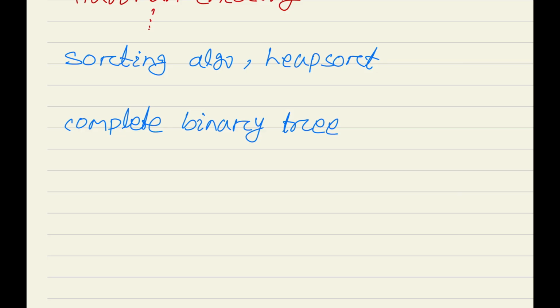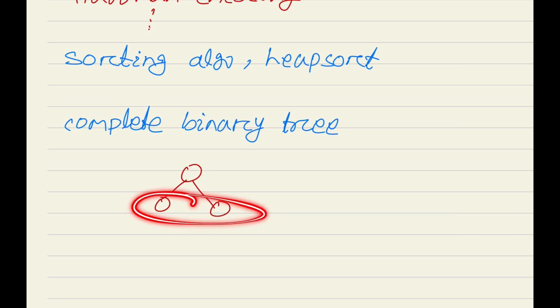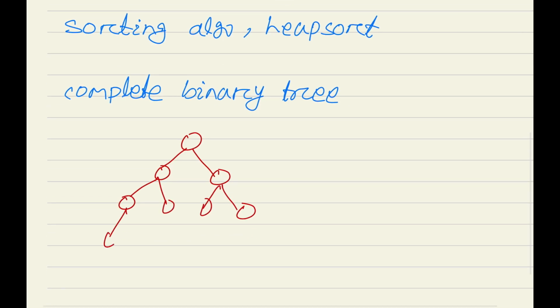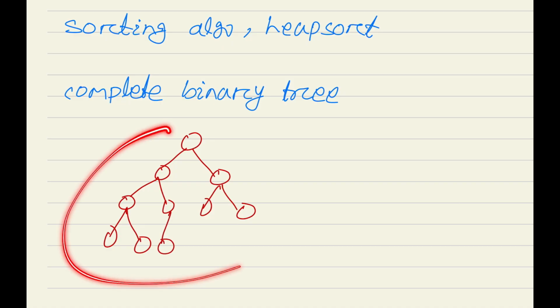Suppose this is one node. It is level 0, or you can consider level 1. So, assume this is level 0. This is the root node in a binary tree. Then this is level 1, the next level. Then this one, this one, this one, this one. So, here consider this binary tree.